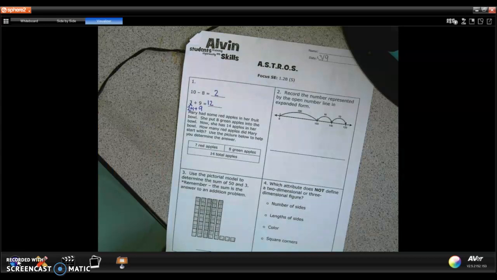Mary had some red apples in her fruit bowl. She put 8 green apples into the bowl. Now she has 14 apples in her bowl. How many red apples did Mary start with? Use the picture to help you determine the answer.